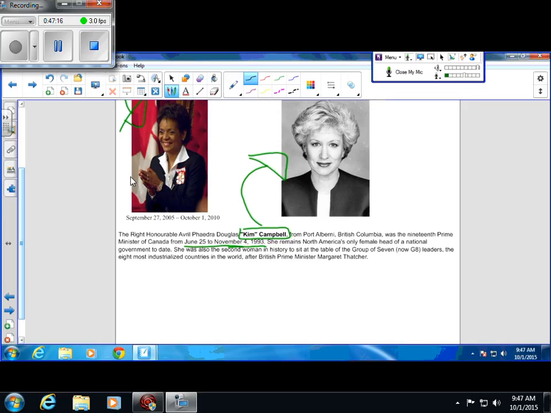After her term was up, we had another election, but she didn't win that election, and she wasn't prime minister anymore. But she was the first woman Canadian prime minister, Kim Campbell.